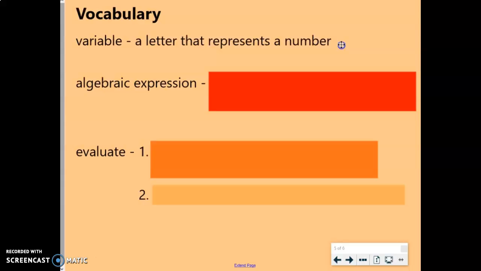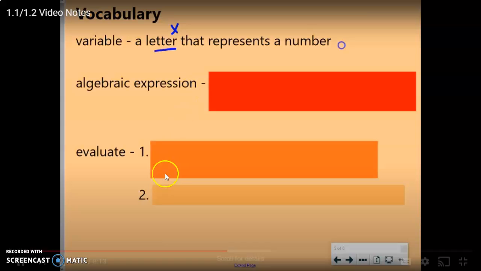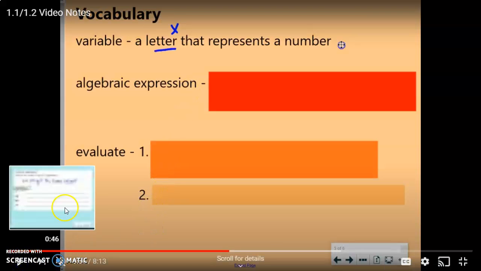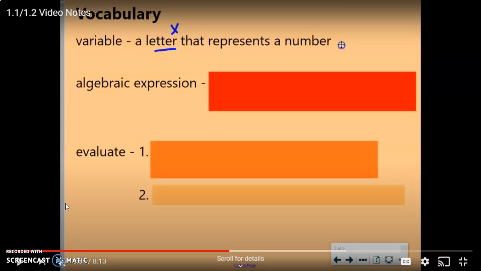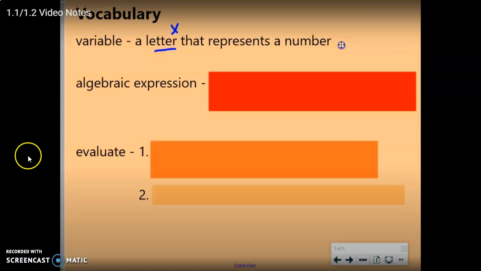And then we have now some new vocabulary, because remember at the beginning we said that our ultimate goal is evaluating expressions. An expression is something that has a letter in it. Okay, it has a variable in it. So remember, a variable is a letter that represents a number. It could be X, it could be Y, it could be Z, it could be any letter of the alphabet that could come into play for these expressions.